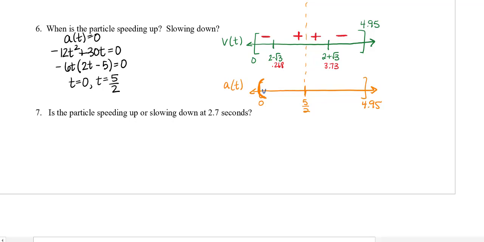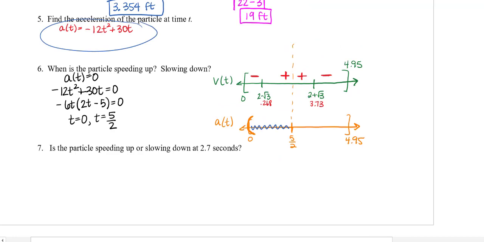So I'm going to put in some number in between 0 and 2.5, something like a 1 or a 2, into my acceleration function. There we go, now I can see it. And then I'm going to put in something larger than 2.5, something like 3 or 4, and see what my signs are for that acceleration. Okay, so I've completed my acceleration number line, and now you're just going to compare.